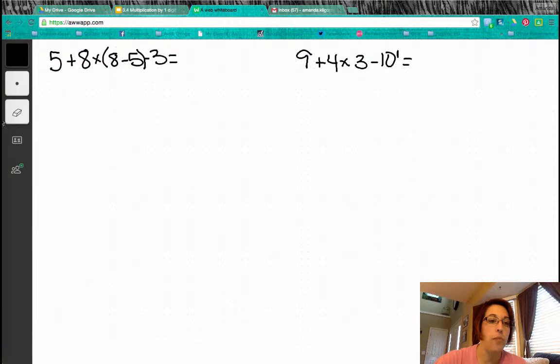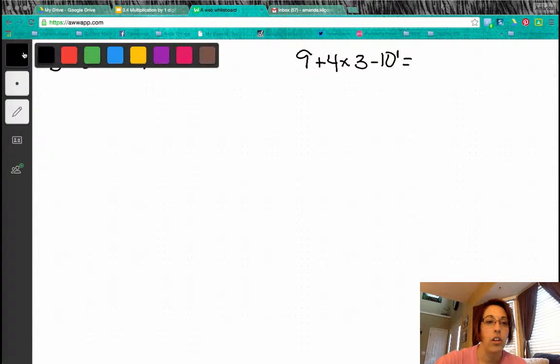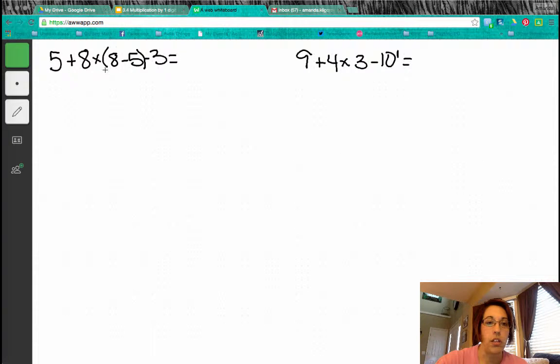Our first problem is 5 plus 8 times (8 minus 5) minus 3. We use PEMDAS, so we start with the parentheses right here. Let's go like this. We're going to start with 8 minus 5. 8 minus 5 is 3. We've got signs on both sides, so we can just copy the rest down.